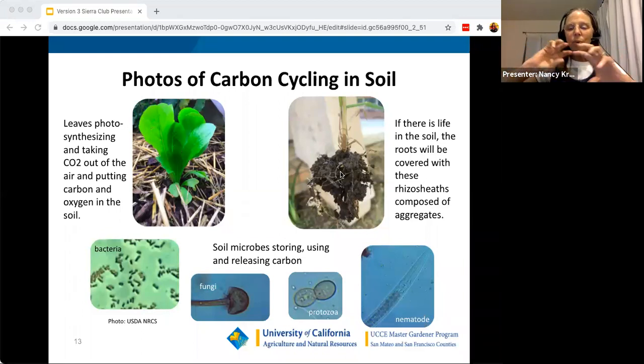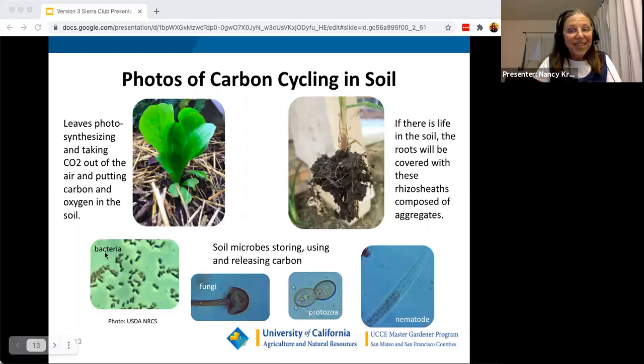These are protecting the roots, and they're bringing lots of health to the soil. I'm sorry, to your plants, because they're creating structure. These are aggregates that you're seeing. If there is not a living soil community, what will you see? You're going to see just bare roots with very little soil adhering to it.